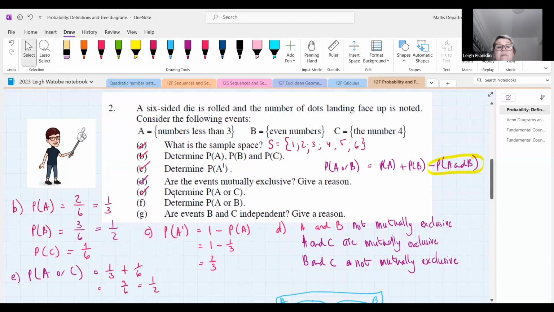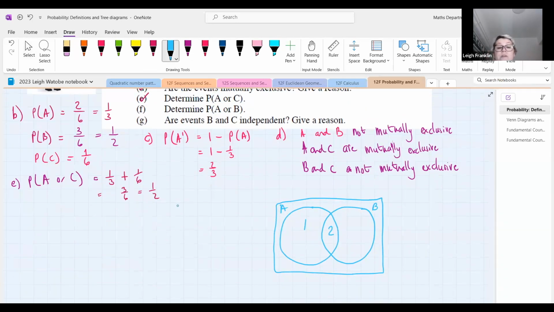3 is neither less than 3, nor is it even. So 3 is going to go outside. 4 is even, so it goes in B only. 5 is neither A nor B, so it's going outside. And 6 is going to be B only. So not worrying about event C here, because the question says A or B.